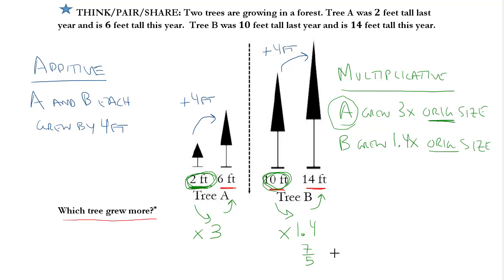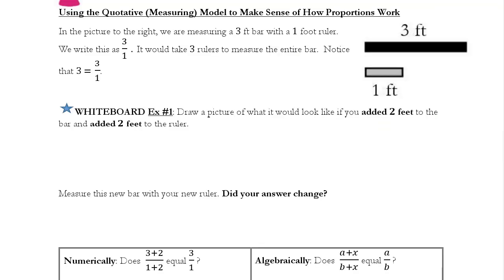Okay, let's keep going. Let's take another look at this idea of the difference between additive and multiplicative growth, just like in the tree example. And we're going to see that the multiplicative model is really a foundation for proportions. So in the picture to the right, we're measuring a 3-foot bar with a 1-foot ruler. We talked in the last lesson about a quotative or a measuring model. This is one way to interpret fractions. And we can write this as 3/1.